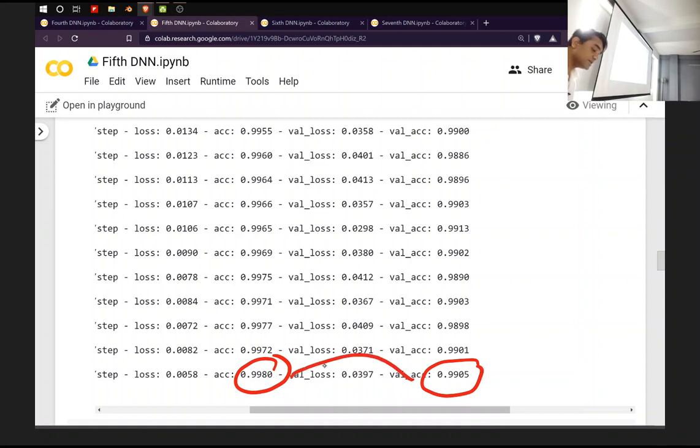We are seeing what? Overfitting. Is it clear? How do you say it is overfitting? We are seeing that. So okay. Overfitting is subjective.